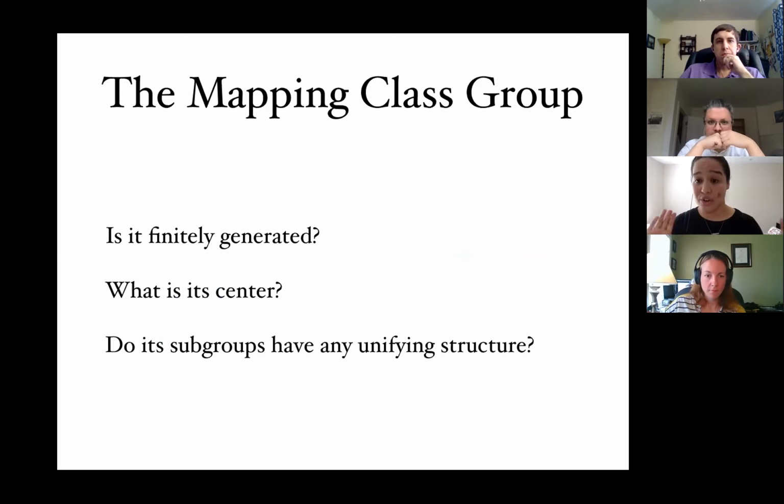To a group theorist, being finitely generated is really great because it allows you to turn a lot of problems about your group into something that's very combinatorial or algorithmic. So this is a nice thing to know about your group.